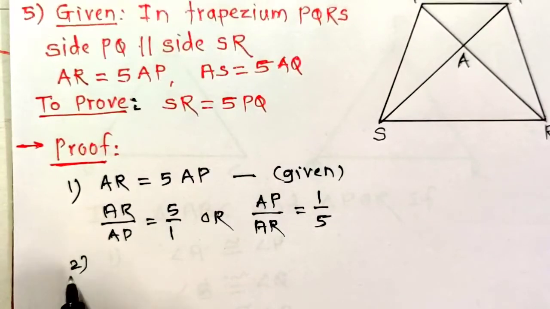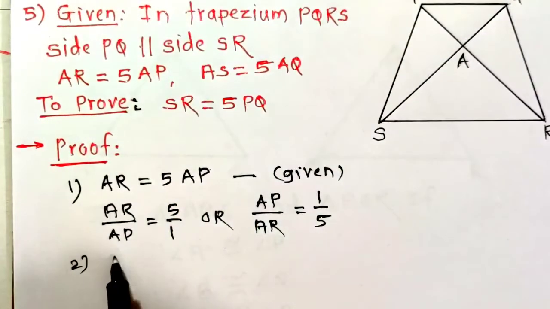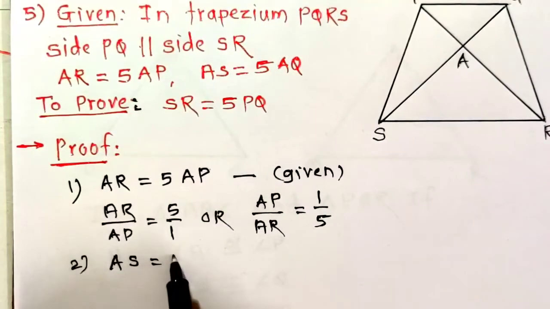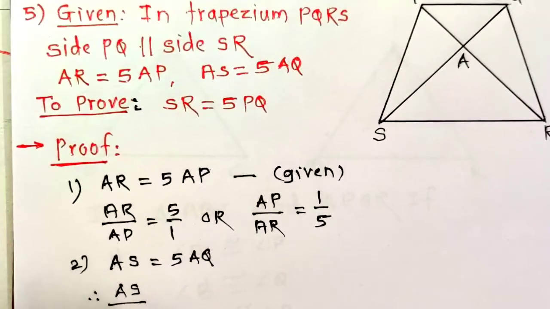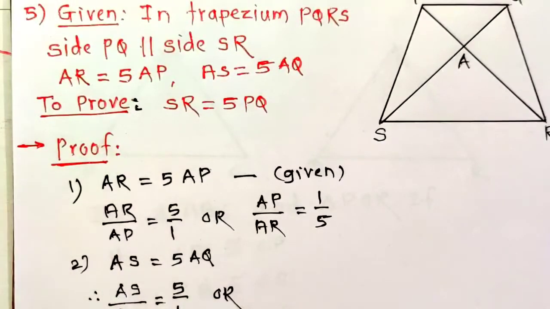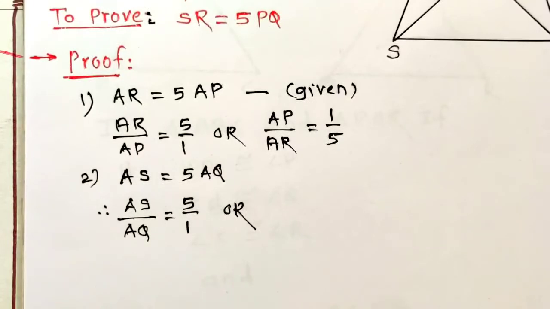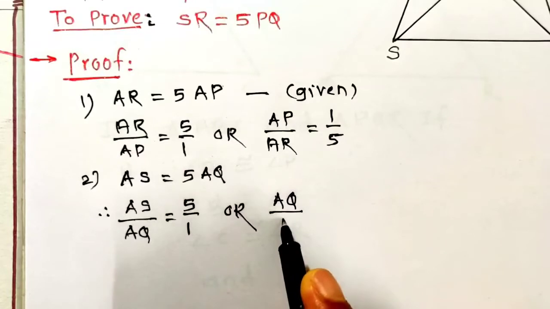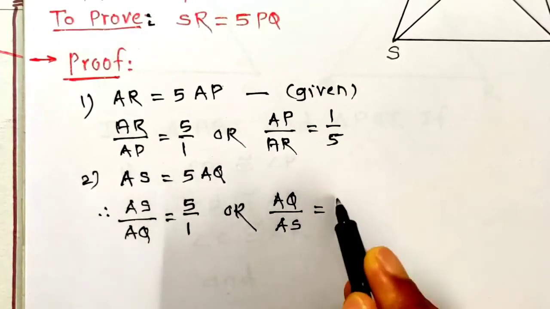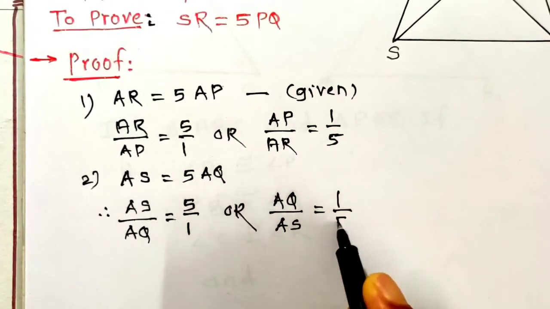Second thing, this second relation is given. AS is equal to 5 AQ. Therefore we get AS upon AQ is equal to 5 divided by 1. Or we can write the reciprocal of this, the inverse of this, as AQ upon AS is equal to 1 upon 5.